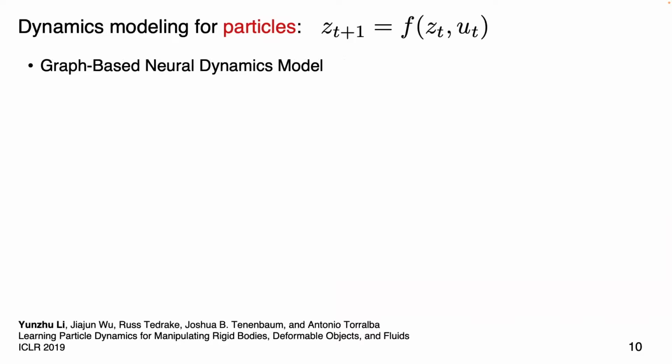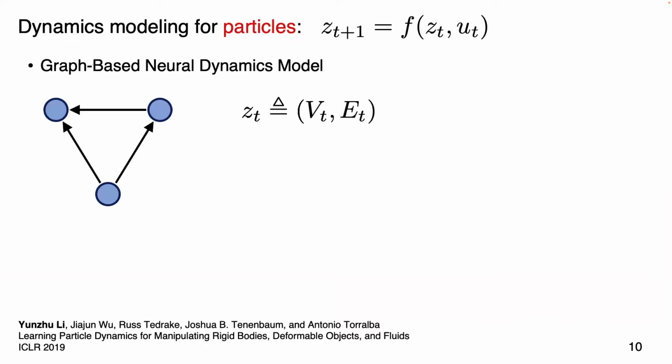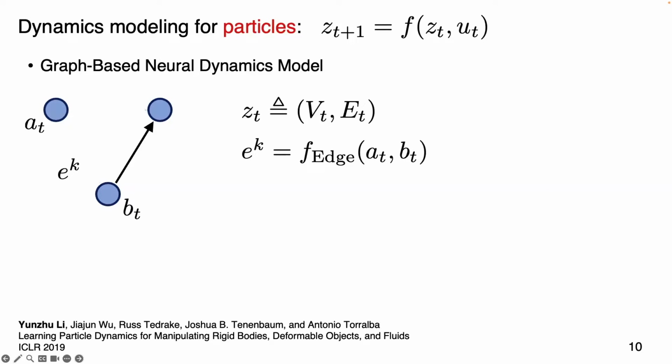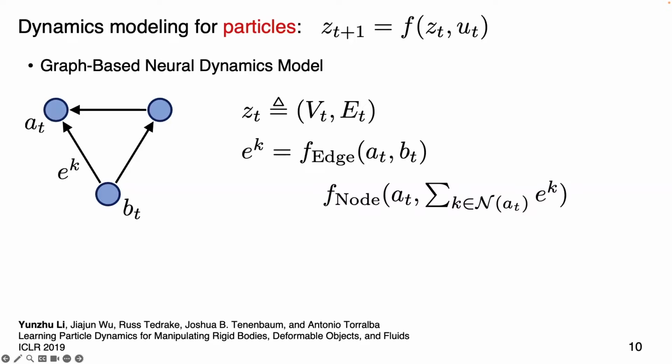Here is a graphical illustration of how graph neural networks work. This graph contains 3 nodes and 3 directed edges, which together is our scene representation Z. For each directed edge in the graph, we denote the sender as B and the receiver as A. An edge encoder takes the information on both the sender and receiver and outputs an edge representation, which we denote as E_k. Then for each node, we aggregate all the edge representations on edges where node A is the receiver. Their aggregation is then combined with the information on node A to derive the node representation in the next time step.